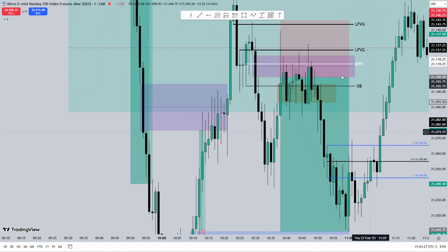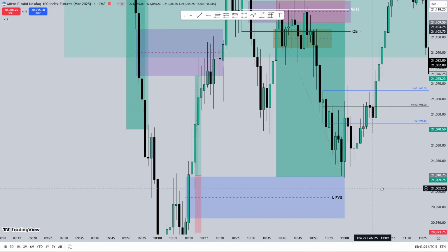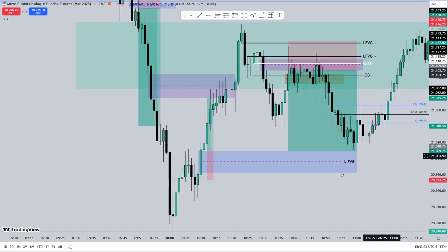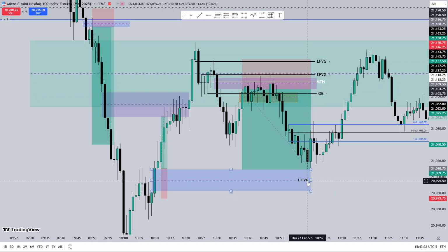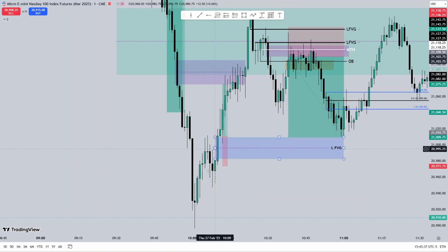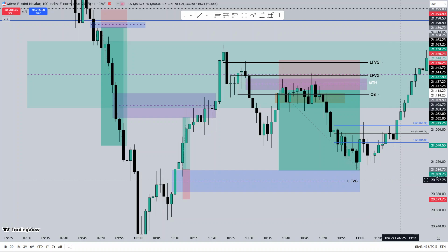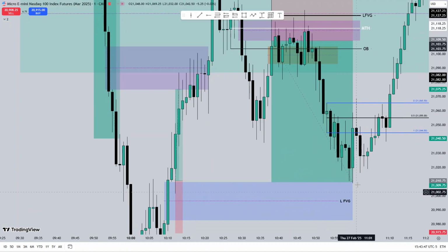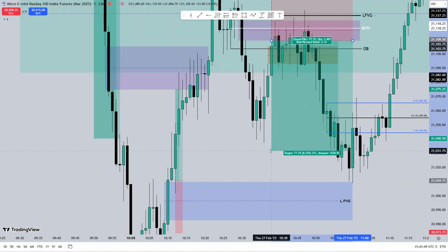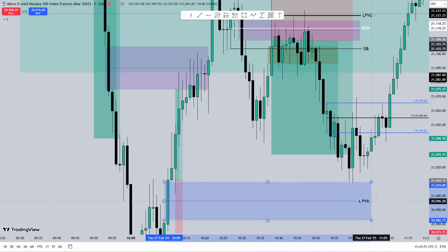Okay, boom, until this last fair value gap. See why I took my target profit, why I put my TP on the last fair value gap. There is no other last fair value gap, this is the only one. See how beautifully the market reacted to this last fair value gap.